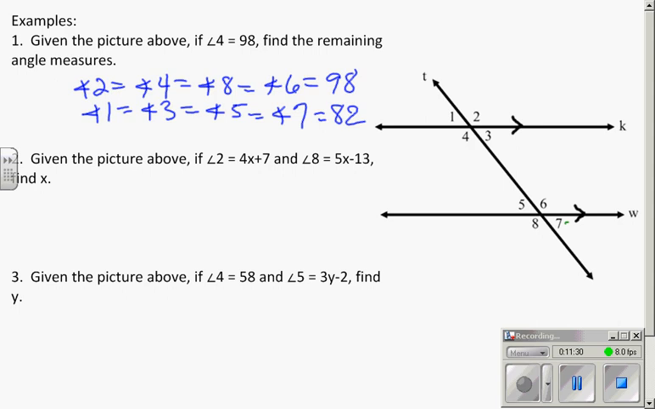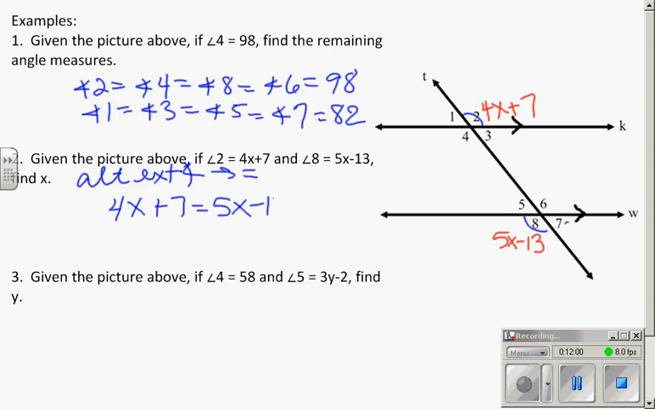Now let's look at the next example. If 2 equals 4x plus 7, and 8 is 5x minus 13, find x. Well, if I know they're parallel, I have to look at what is the relationship. Are they equal or do they add to 180? 8 and 2 are alternate exterior, so they are equal. So 4x plus 7 is equal to 5x minus 13. Subtract 4x from both sides. Add 13 to both sides. And there is x.